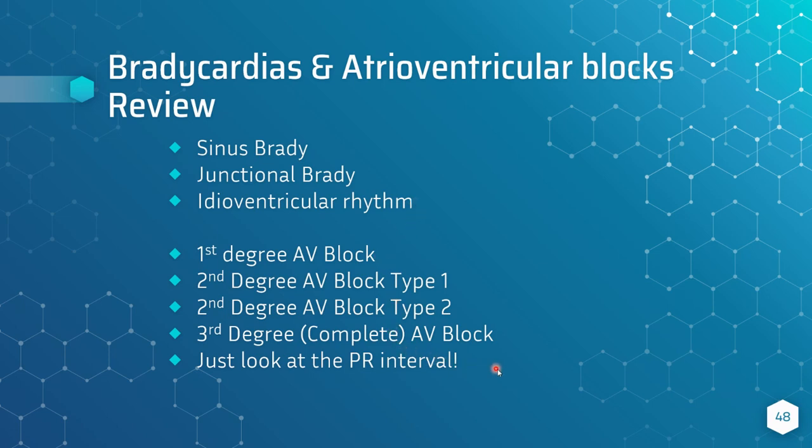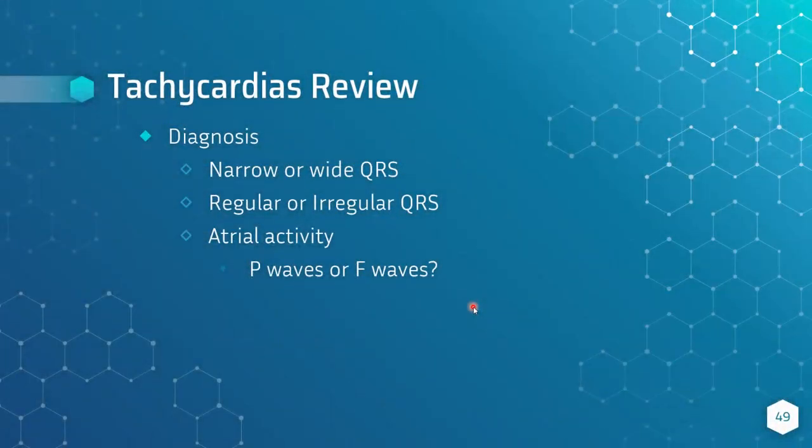And then obviously with heart blocks, remember you just look at the PR interval and what it's doing. If it's just longer, then it's a first degree heart block. If it's a Mobitz 1, the PR interval gets longer, longer, longer, and it drops. In a Mobitz 2, the PR interval is always going to be the same, and you'll have dropped QRSs. And then if they're completely random, then it's a third degree heart block. And then remember, for our tachycardias, ask three things. Is it narrow or wide? Is it regular or irregular? And then what is the atrial activity of the patient?